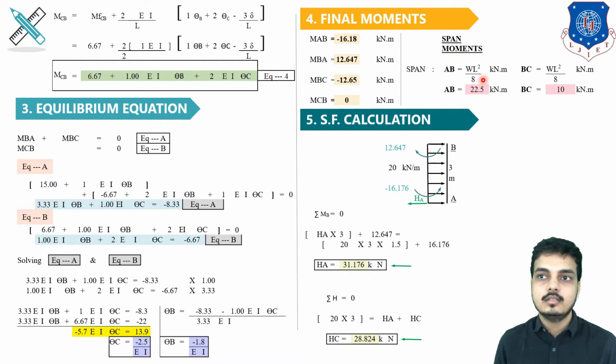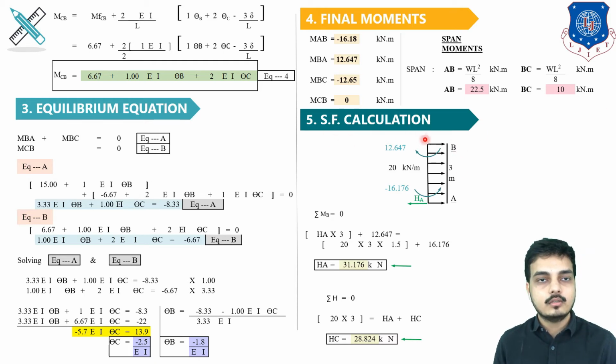Span moments: the formula for UDL is WL square by 8. W is 20. For the AB span, L is 3 meters, and for the BC span, L is 2 meters. By placing those, we'll get the values. So till here, we follow the same process which we were following in beams.